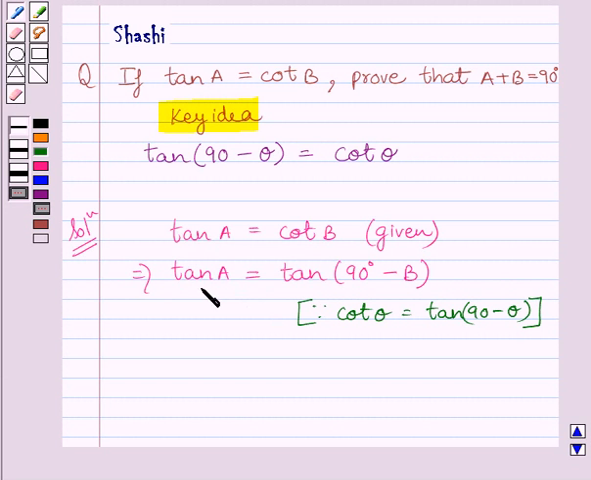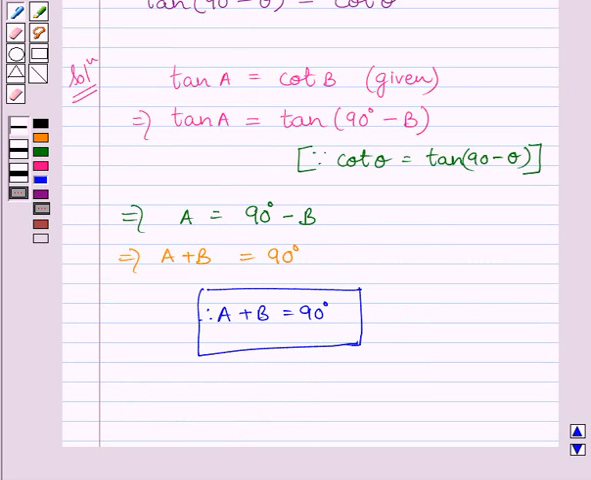Now we know tan A is equal to tan(90 degrees minus B) only when these two angles are equal. So we can write, this implies A is equal to 90 degrees minus B. Now adding B on both the sides, we get A plus B is equal to 90 degrees. So therefore A plus B is equal to 90 degrees, hence proved.